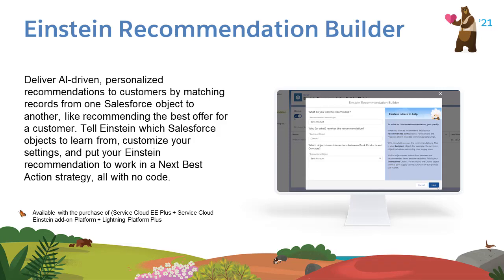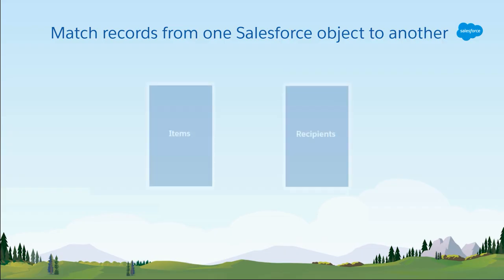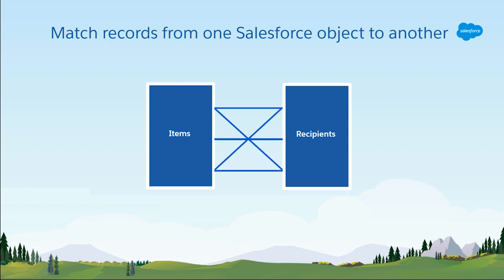Einstein Recommendation Builder is your intelligent solution to recommend anything to anyone. Admins can use a point-and-click interface to build AI-driven recommendations for standard and custom matching problems. No PhD required. Recommend the right records from any Salesforce object to another.